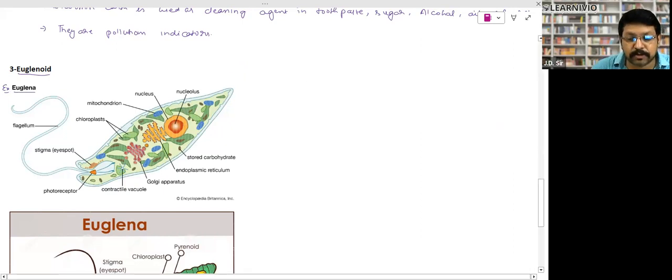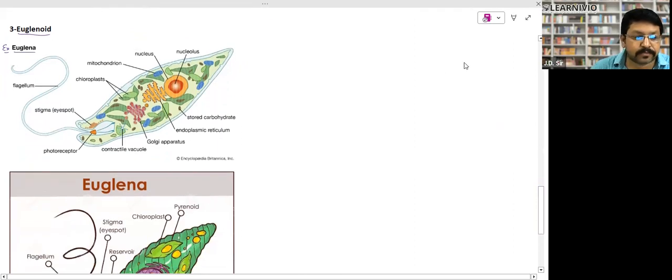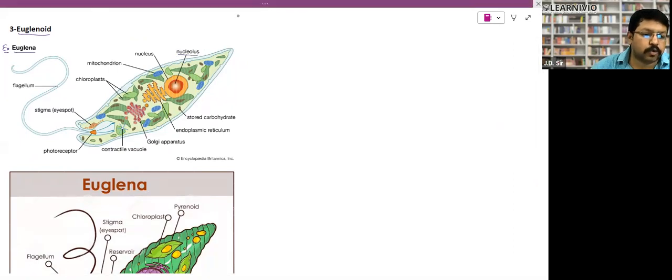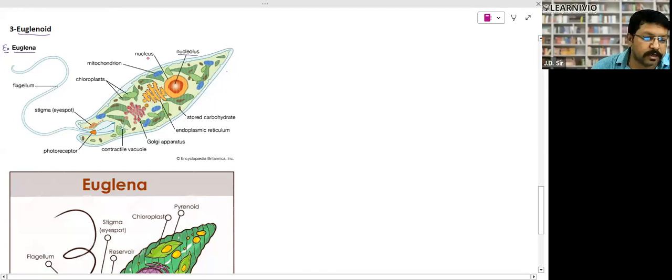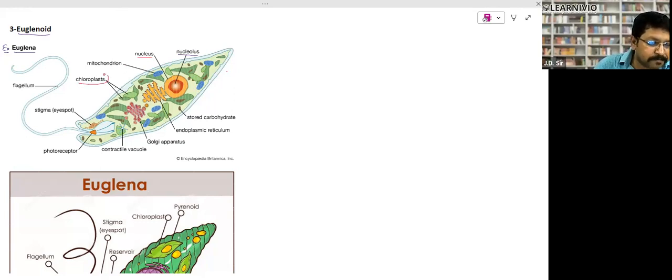First, let me explain this diagram, which belongs to euglena. In this diagram, you can see there is a nucleus. Obviously, it's a eukaryotic cell, so a nucleus should be there, and a nucleolus inside the nucleus. Mitochondria. Look, there is a chloroplast. No animal cell can have chloroplast, but this is the animal cell which has chloroplast. It has a flagellum, which helps in swimming. And this is the stigma or eye spot.